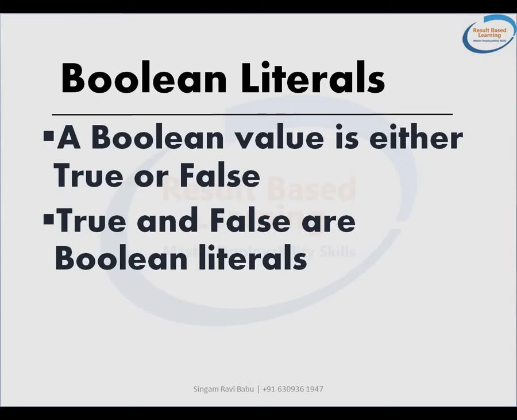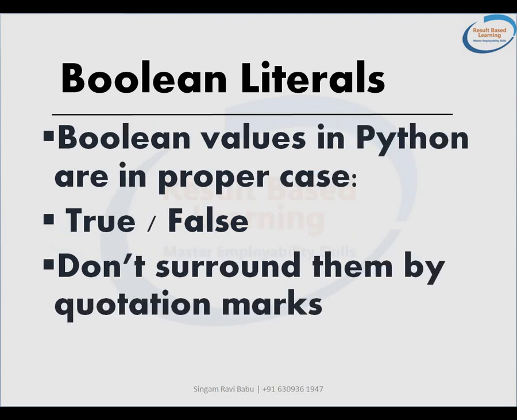Boolean literals. A Boolean value is either True or False. True and False are Boolean literals. Boolean values in Python are in proper case. If you look at the words True and False, they are in proper case. That means the first letter of True is in uppercase and remaining letters are in lowercase. In the same way, the first letter of False is in uppercase and remaining letters are in lowercase. And remember, don't surround the Boolean values, that is True and False, by quotation marks. Otherwise, if you surround them with quotation marks, they become text strings.